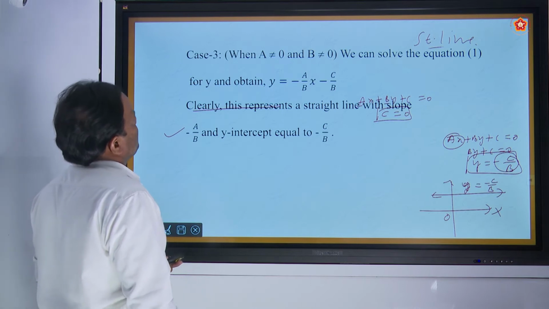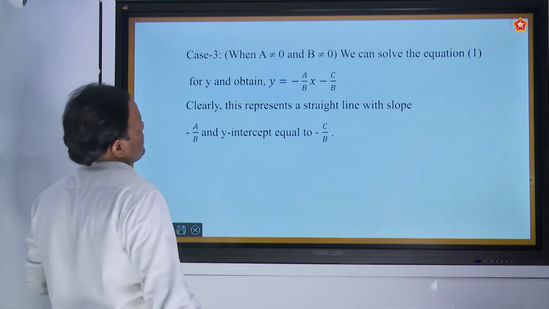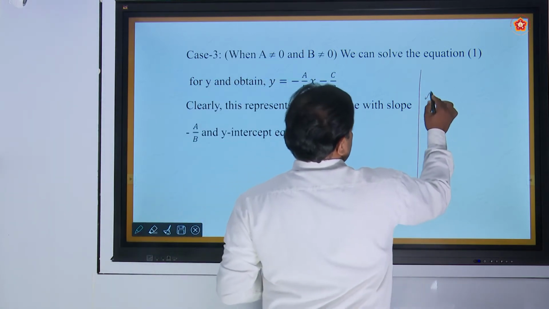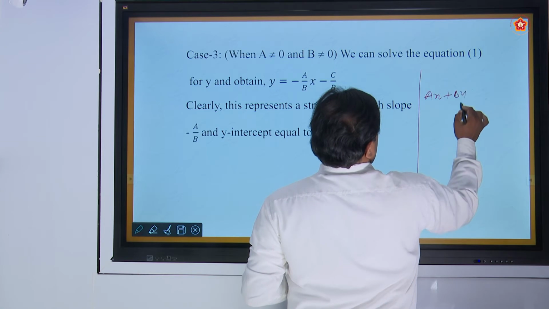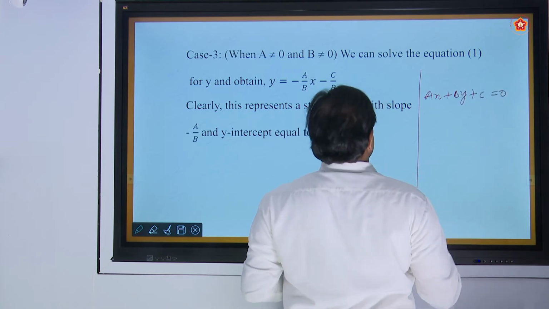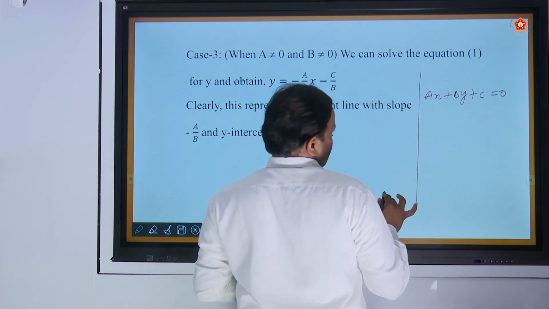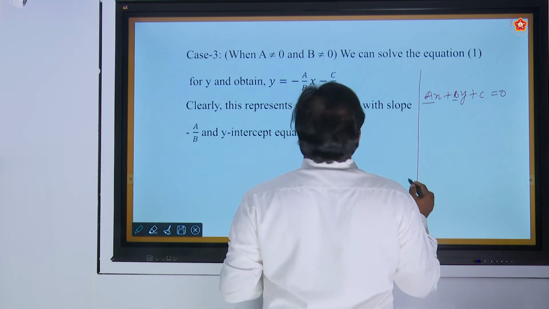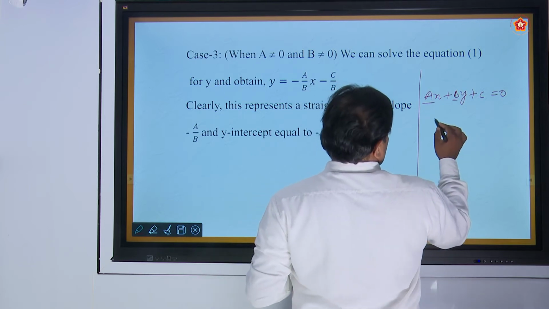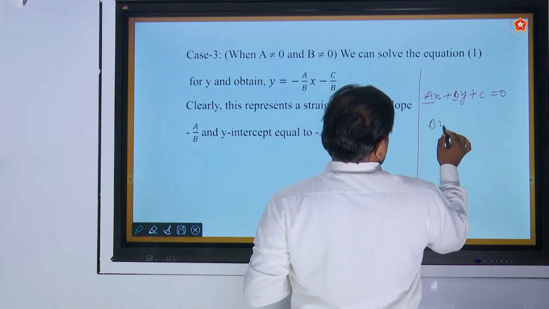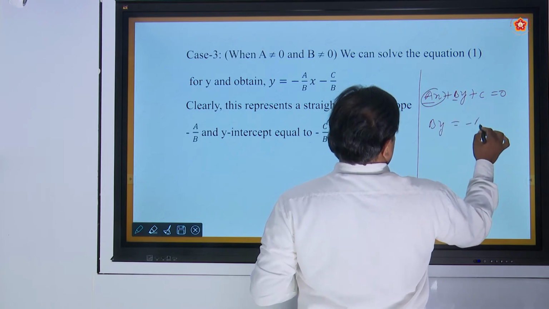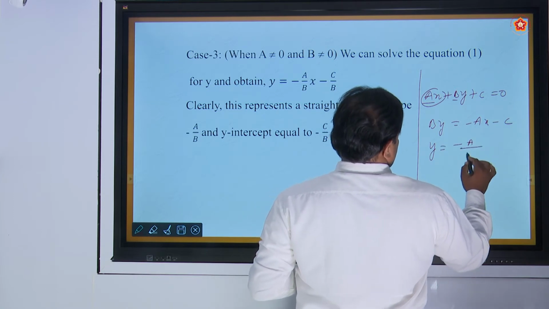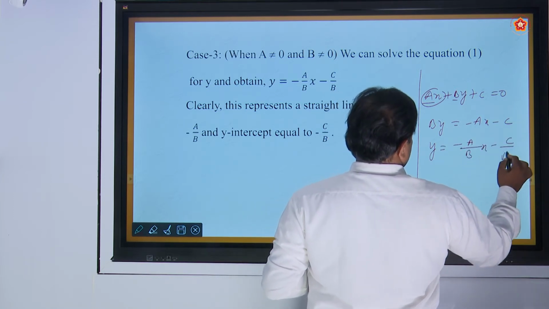In case number 3, a is not equal to 0 and b is not equal to 0. What happened? Both are not equal to 0. ax plus by plus c equal to 0. Okay, this is the general equation of a first degree straight line. How can you write this in terms of y? Write by as it is. You take ax to this side as minus ax, and c to this side as minus c. What is y equal to? Minus a by b x minus c by b.